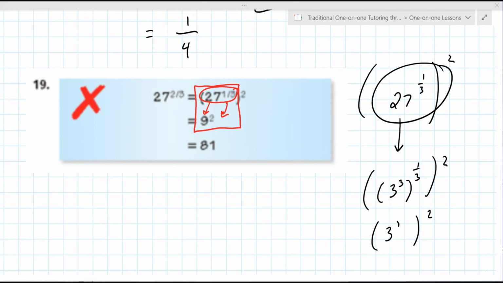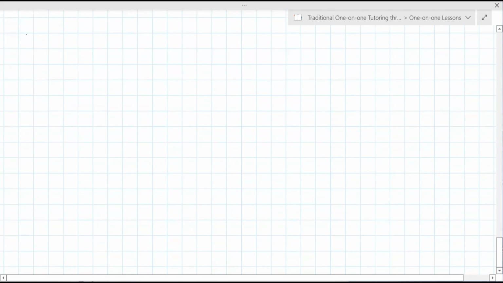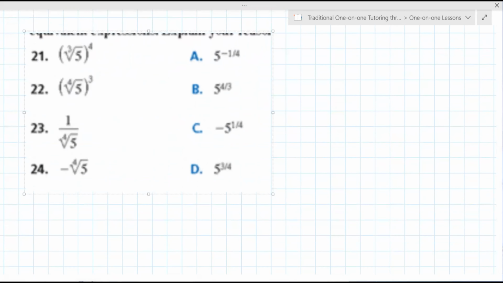All right, let's keep going here. So we got 21 through 24, following instructions. It says match the equivalent expression. Okay, and I think you just need a little bit of a nudge here in terms of what to do.